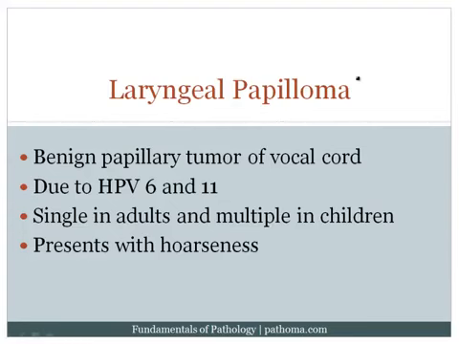Laryngeal papilloma is actually a tumor of the vocal cord. You get a papillary or finger-like projection off the vocal cord, and it's benign. Of course, it's very important to know that it's due to HPV 6 and 11. That's high yield. Laryngeal papilloma, HPV 6 and 11. Of course, because it's HPV, it's going to be associated with koilocytic change were you to see it on biopsy. Very high yield to know that laryngeal papilloma is single in adults. It's usually one single lesion in adults, but in children it's multiple. And of course, because you have disruption to the vocal cord, it's going to present with hoarseness.